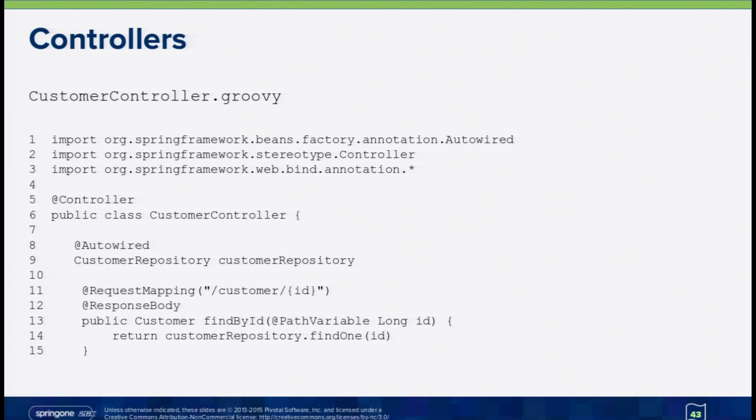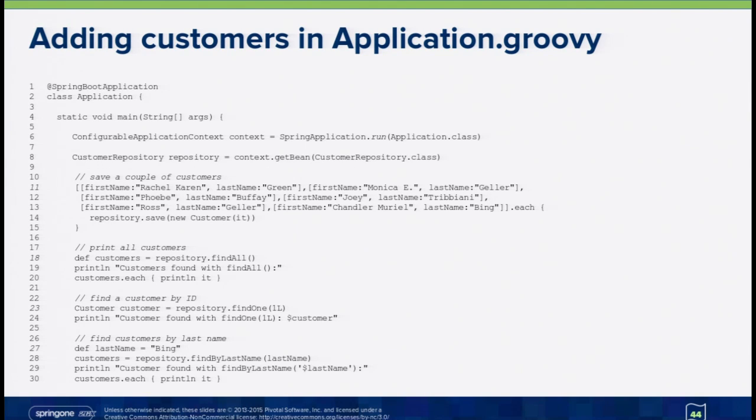Later, this is the example of a customer controller with only a method findById that overrides the method that the repository provides. And in the application.groovy, in the application class, I put some lines to add some customers to the database.